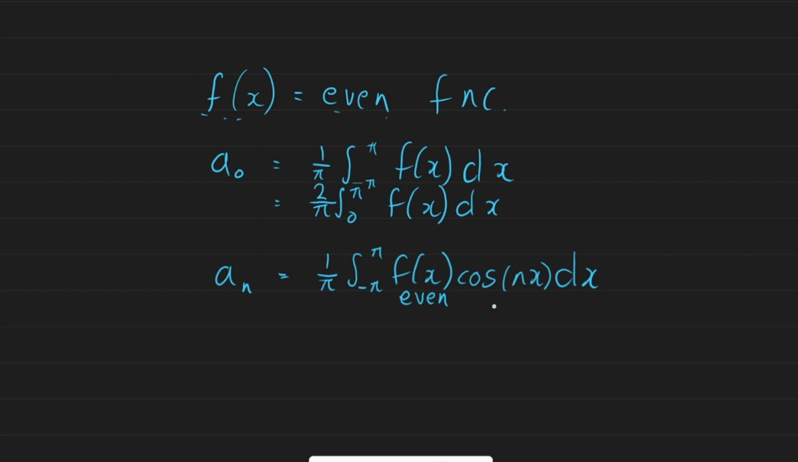And you'll remember earlier, we said that cos is an even function, okay? So we have an even function and we're multiplying it by an even function. So we're going to get an even function. So this entire product is an even function, okay? And since it's an even function, we can just double it as we had done with a naught. So we had 2 over pi times the integral from 0 to pi of f of x cos nx.